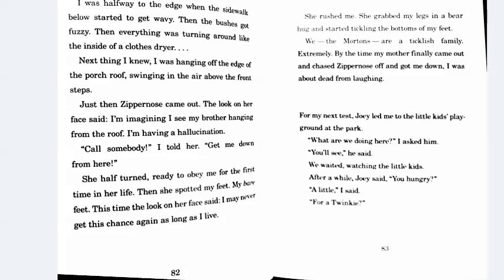Then everything was turning around like the inside of a clothes dryer. Next thing I knew, I was hanging off the edge of the porch roof, swinging in the air above the front steps. Just then, Zipper Nose came out. The look on her face said, I'm imagining I see my brother hanging from the roof. I'm having a hallucination. Call somebody, I told her. Get me down from here. She half turned, ready to obey me for the first time in her life. Then she spotted my feet, my bare feet. This time, the look on her face said, I may never get the chance again as long as I live.